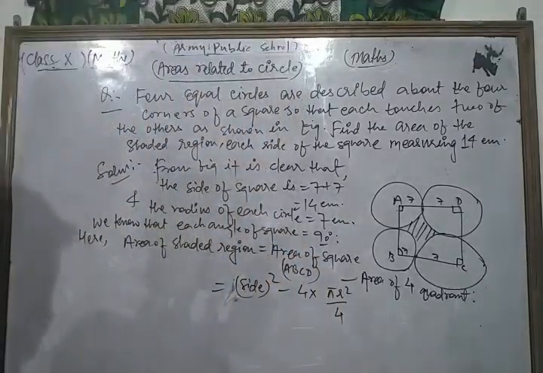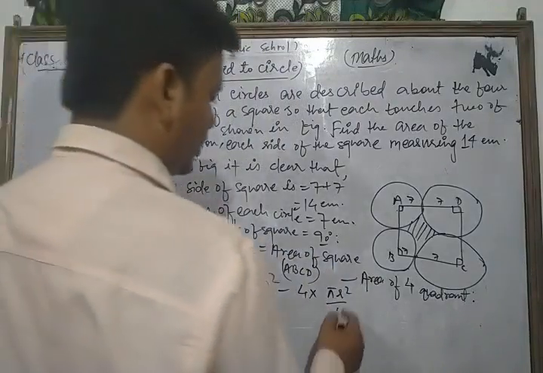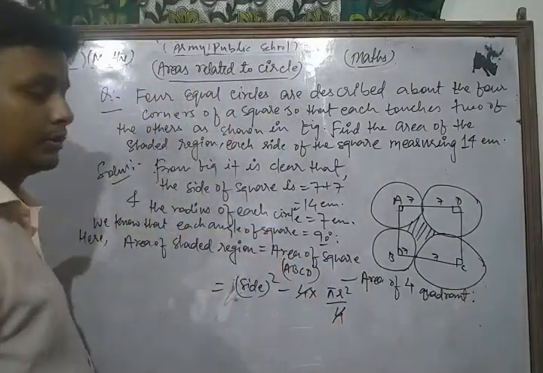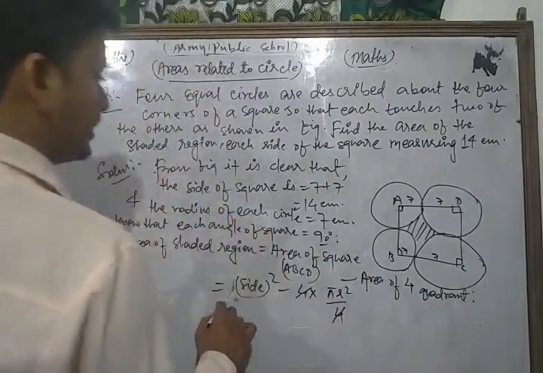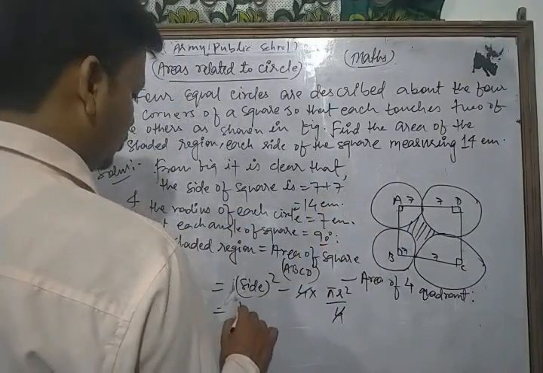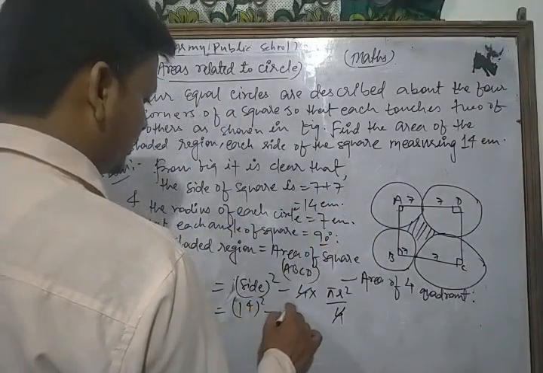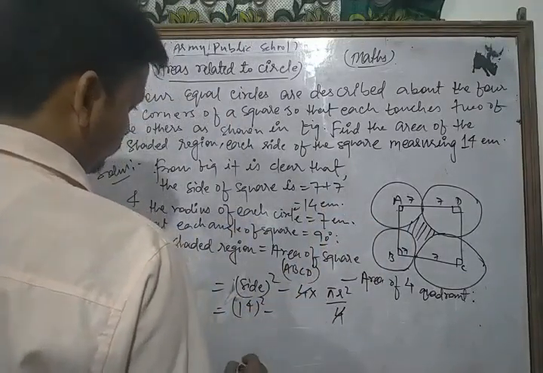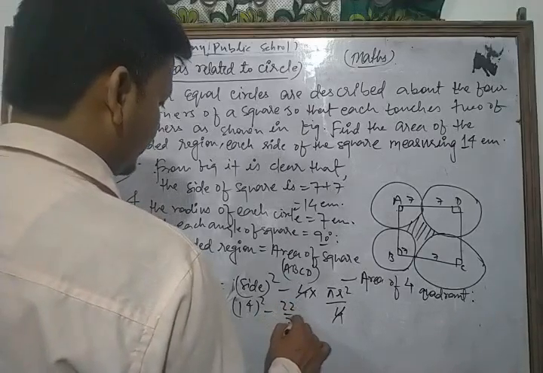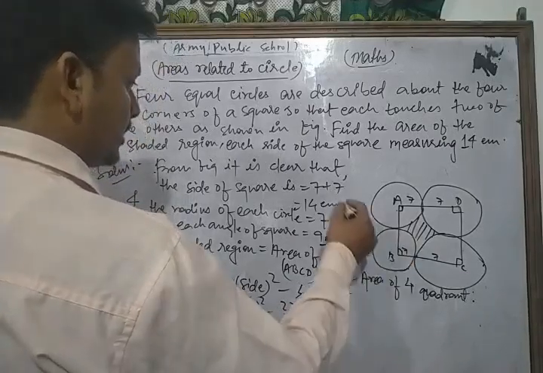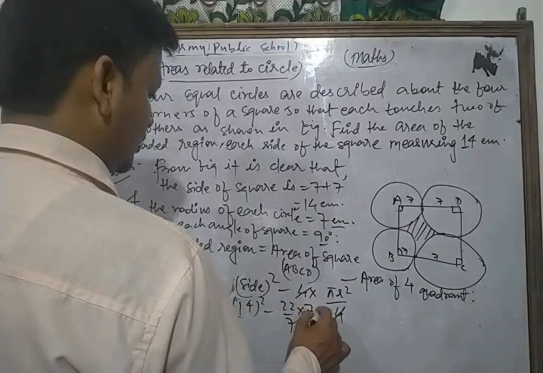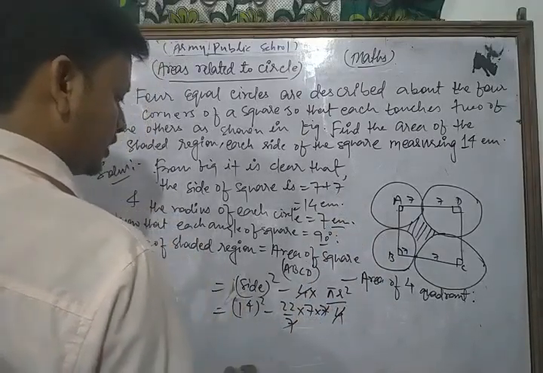Pi r square by 4. Now we simplify them. Now look, the 4s cancel each other. The side of the square is 14. So 14 square minus pi, whose value we take as 22 upon 7, times r square. The radius of each circle is 7. So 7 into 7. Now the 7s cancel each other.